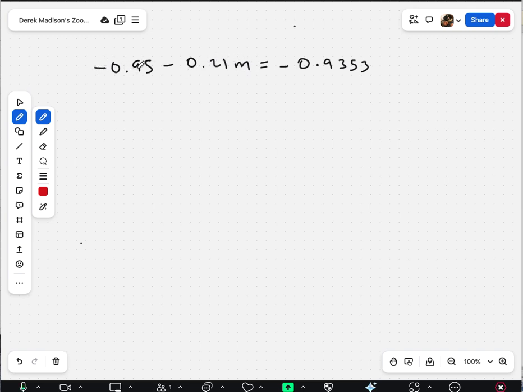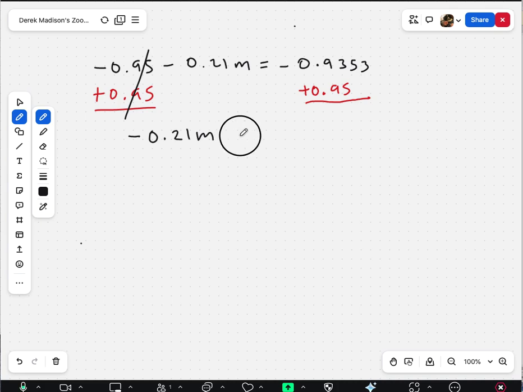This negative 0.95, since it's a negative, if I want to bring it over to this side, I would add 0.95 to both sides, because that will make this piece come out 0. And when I do this side, I have to do that side, of course. So that cancels. So over here, I'm left with negative 0.21 m.